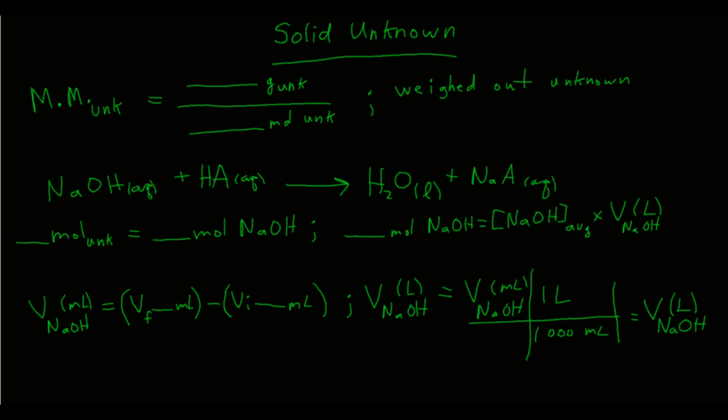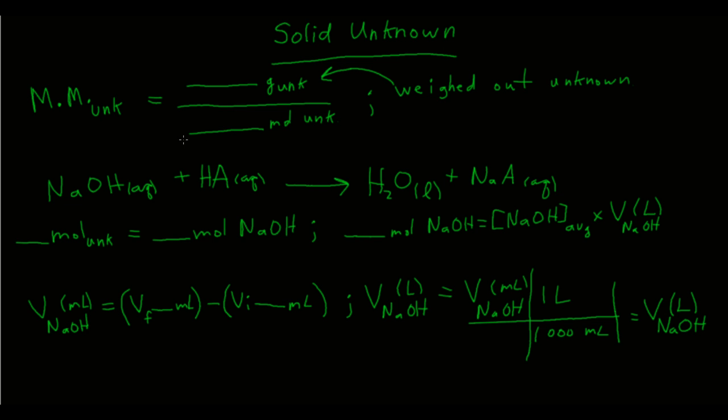And finally, for the solid unknown calculations, what you're trying to find out is the molar mass of the unknown, which is just the grams of the unknown divided by the moles of the unknown. The grams you know because you weighed it out at the beginning of the experiment. You tared the weigh boat and put about 0.5 grams of your unknown in there. So you know that number to 3 places past the decimal, 3 sig figs.